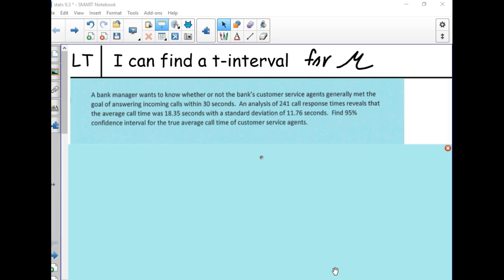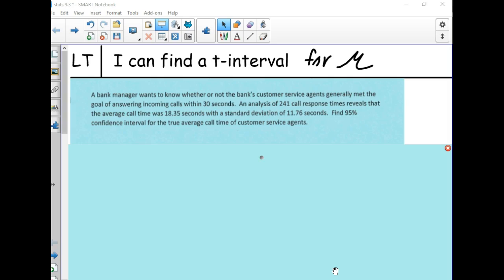Right, so our goal today is that I can find a t-interval for what we say mu. And mu is the true average, just like when we were dealing with p, the true proportion or true percentage. So we're now moving from categorical variables, where we would say the true percentage of something, to quantitative variables. And we talk about quantitative variables as the true average of whatever we're talking about.